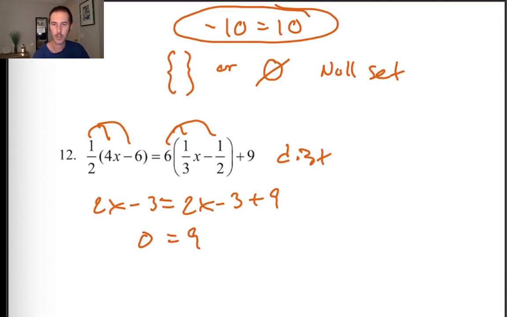I'm just double-checking my arithmetic one more time because I'm sleepy, and I think we got that one. So again, empty set, null set, contradiction. That is the end of Chapter 1, Section 1.